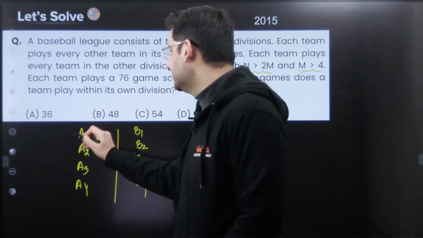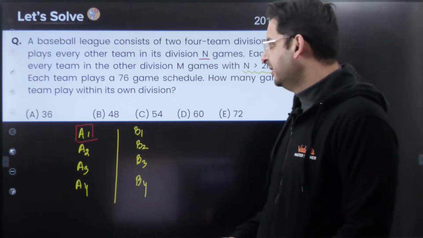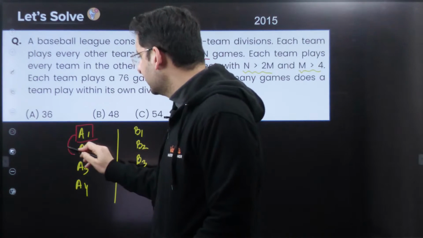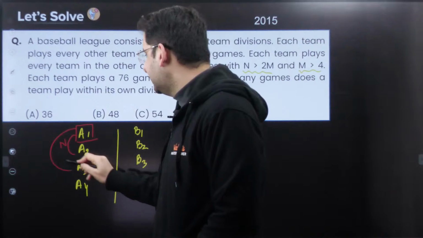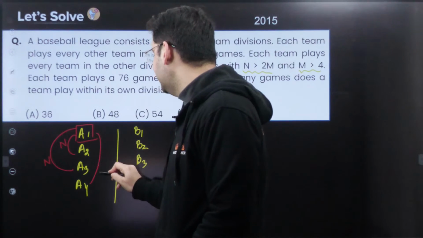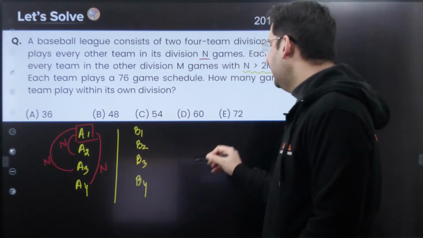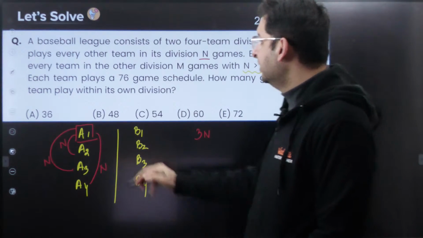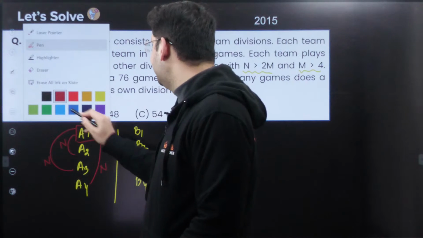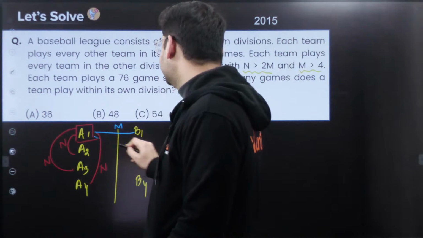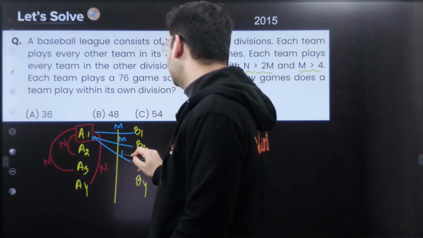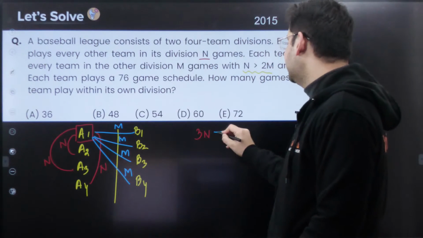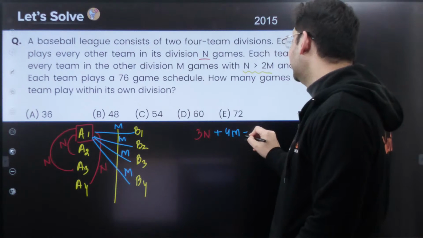Let's take an example of A1. Let's look at the total matches of A1 first. So A1 will play n matches with this team, n matches with this team and n matches with this team too. So in its own division, he has played 3n matches. Done. Now A1 will play m matches with the opposite teams, m matches with this team, m matches and m matches with this team. So total matches are this plus 4 times m, and this is given to be 76.